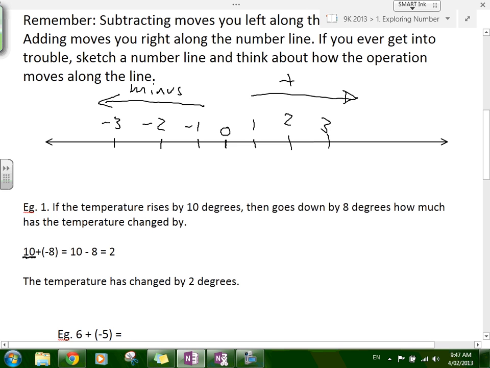It's gone up by positive 10. And then we could say we've added negative 8. It's gone down by 8, or we're adding negative 8. But we know that plus minus 8, we're taking away 8, and so it's a 2-degree increase. The temperature has changed by 2 degrees.